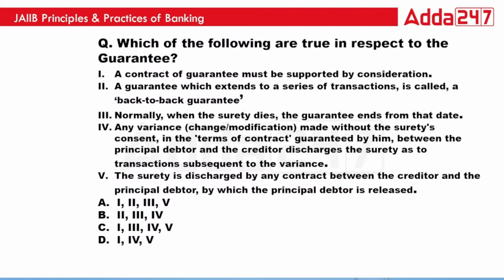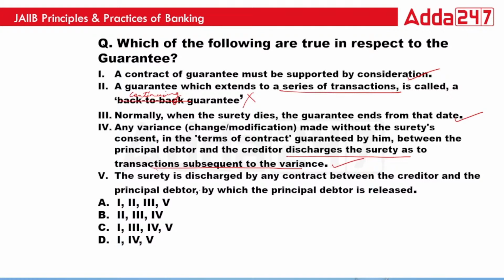So let's see point wise. We have seen a contract of guarantee must be supported by consideration. A guarantee which extends to a series of transactions is not called back-to-back guarantee, it is called continuing guarantee. So this is not correct. Normally when surety dies, guarantee ends from that date. This is true. Any variance made without surety's consent in the terms of contract guaranteed by him between the principal debtor and creditor discharges the surety as to the transaction subsequent to the variance.